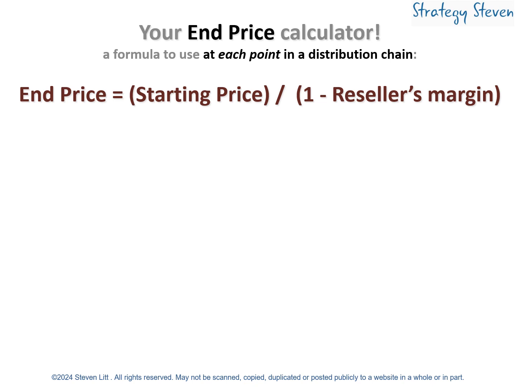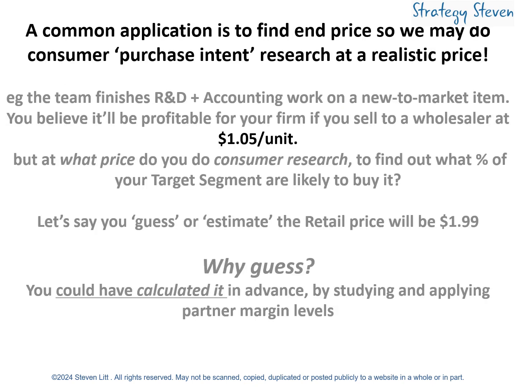Here is your end price calculator. End price equals the starting price divided by 1 minus the reseller's margin. Not as complicated as you might think. So, let's just say that you've finished all your R&D and accounting work and you think you can sell it to a wholesaler at $1.05 a unit, and you're trying to figure out what retail price it'll be sold at. Now, you might just guess at $1.99, but why would you guess? You've got an opportunity and an obligation to do some homework here.